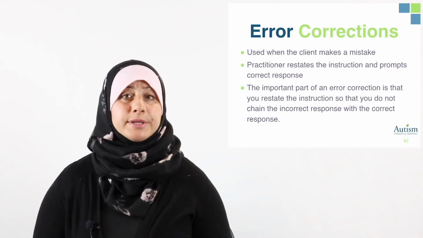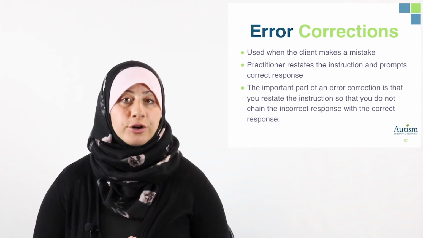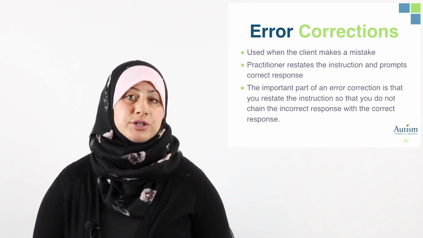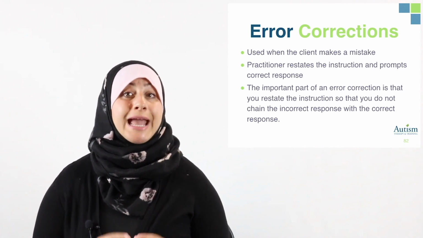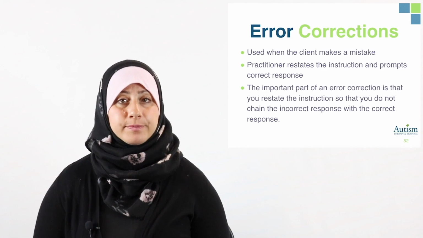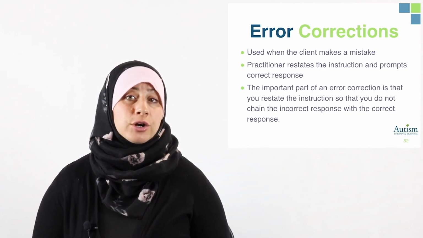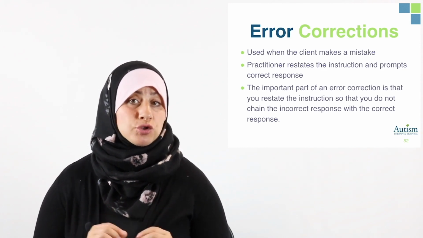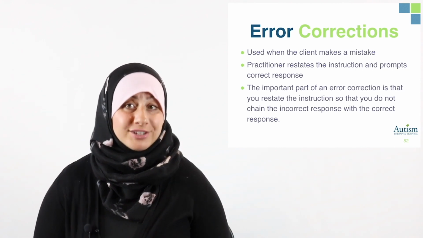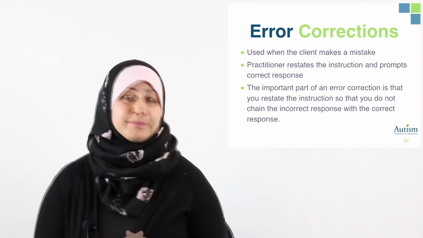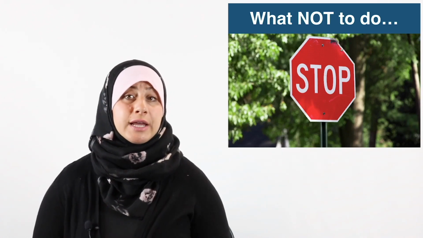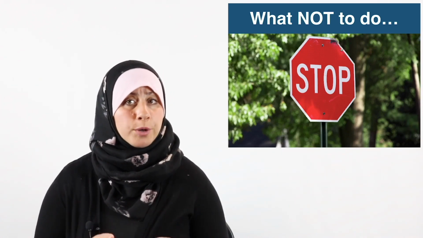When that error happens, you'll need to run an error correction. Error corrections are used when the client makes a mistake. The practitioner will restate the instruction and prompt the correct response. The important part of an error correction is that you restate the instruction so that you do not chain the incorrect response with the correct response. You don't want your learner to say, "I want chip, yeah," or "no purple."